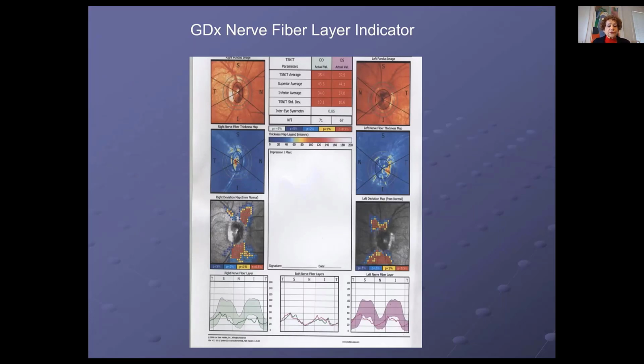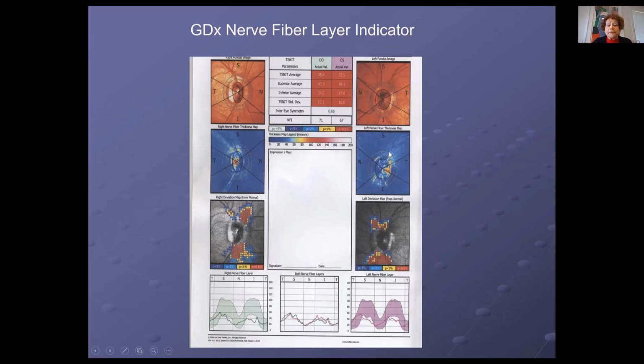Now, this is an older case, and I'm happy to bring this up because there's a device that some of you in the audience may remember, the old GDx nerve fiber layer analyzer. This was one of the first devices that was able to measure the thickness of the nerve fiber layer. It was very good at what it did, and it measured it by the principle of birefringence of the RNFL. And it gave us the information that we needed.